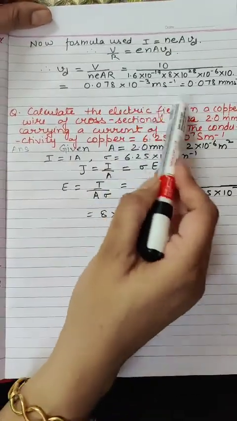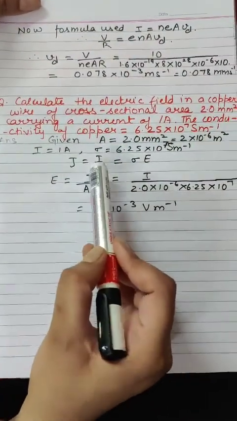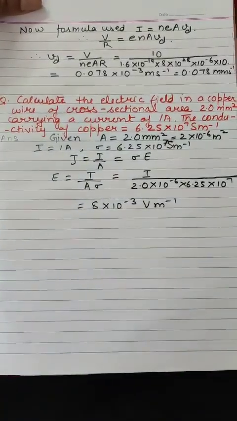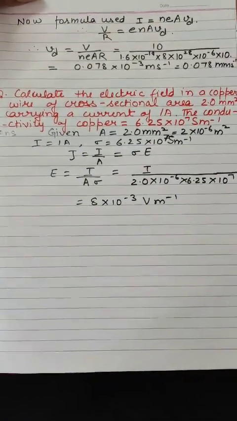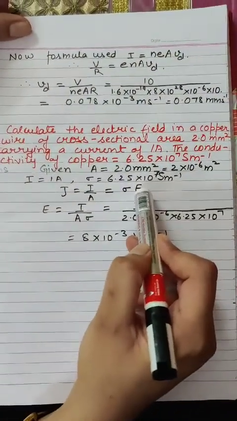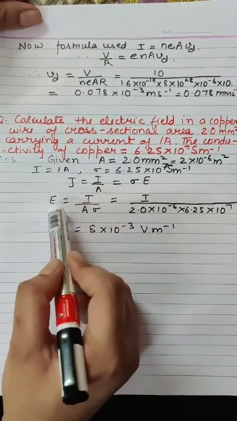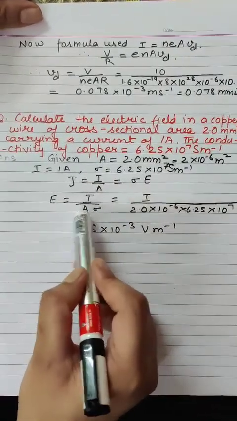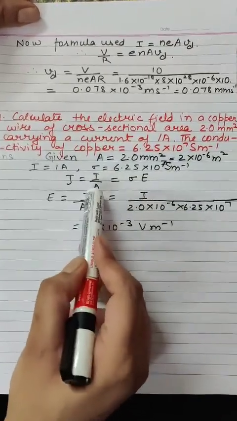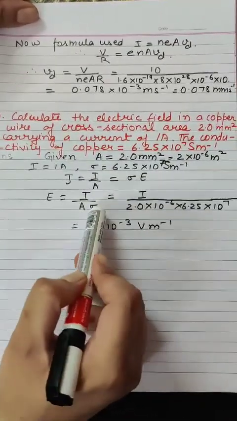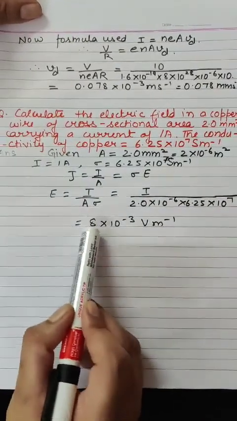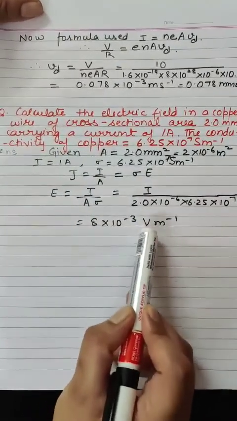For finding out the electric field, we have to find out current density, which is I by A. You know this. And at microscopic level, if we convert Ohm's law, J is equal to sigma E, which is conductivity times electric field. Applying these formulae, we get E is equal to I upon A sigma. Putting the values, we know the value of I, we know the value of A and sigma. Putting these values, we get the final expression, that is 8 into 10 raised to the power minus 3 volt per meter.